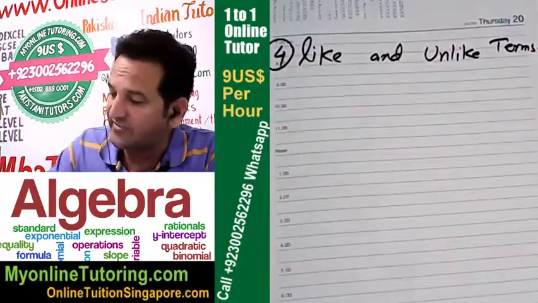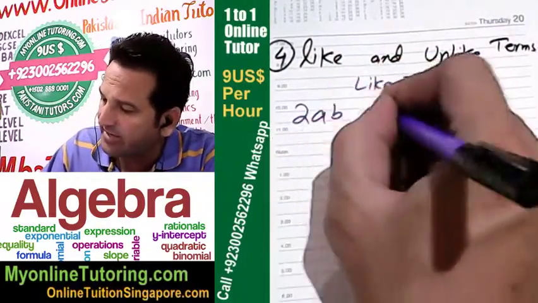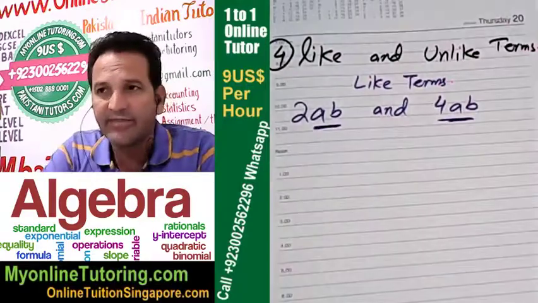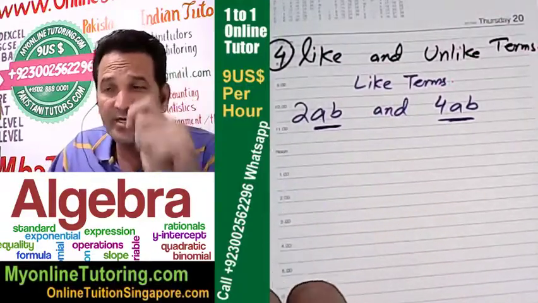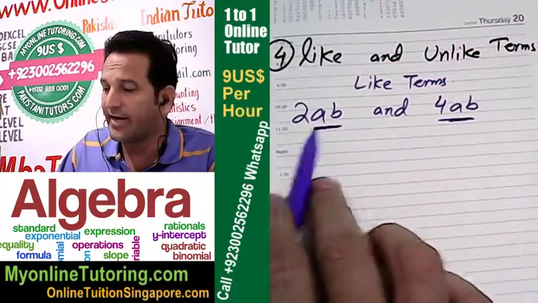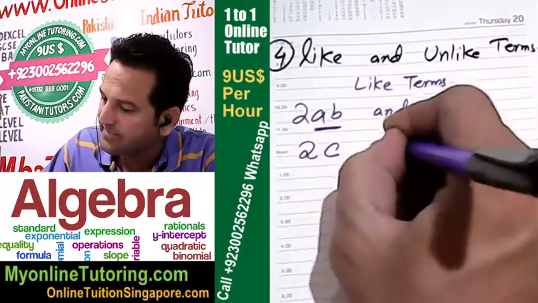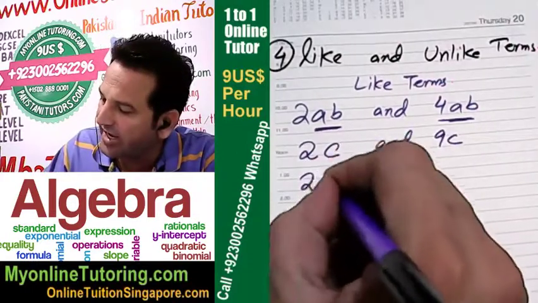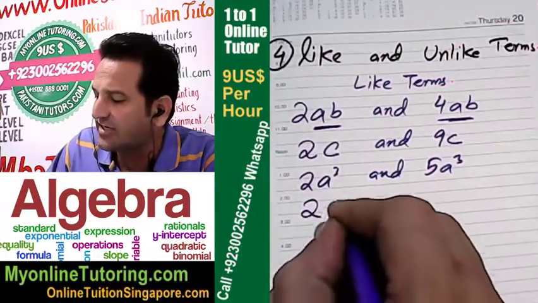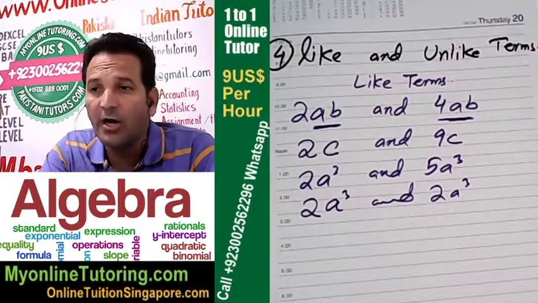So let's talk about like terms first. What are like terms? 2ab and 4ab. Look at this. The variables are the same. The coefficient is different. But we will say that these are like terms. Variables involved are the same, but the coefficients are different. We will say like terms. Like 2c and 9c. Like 2a cube and 5a cube. These all are like terms.